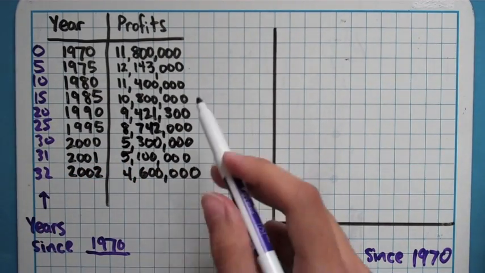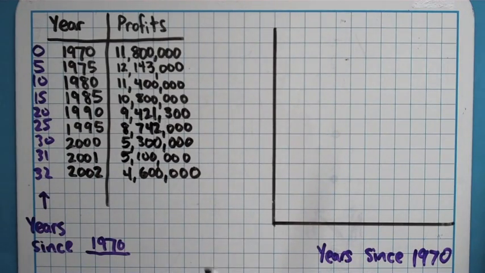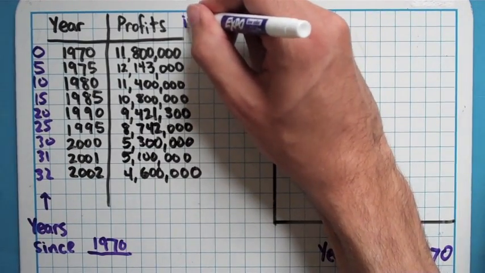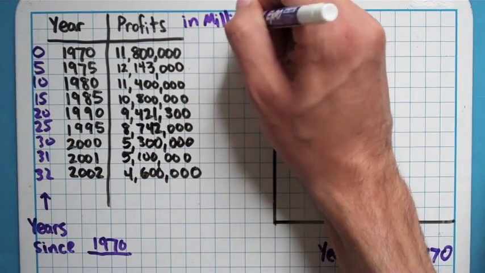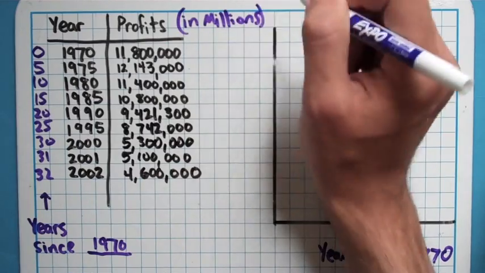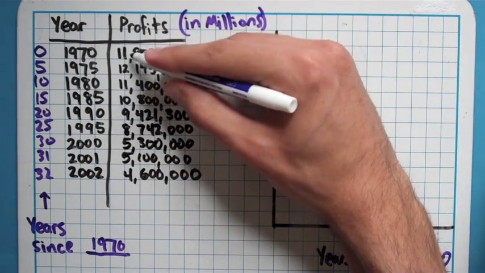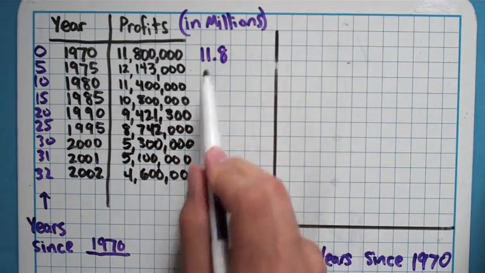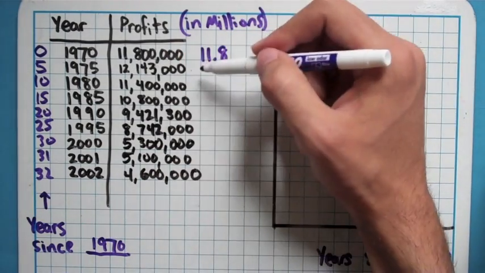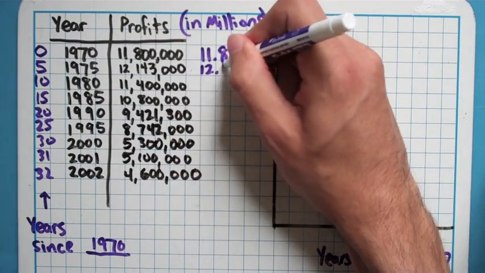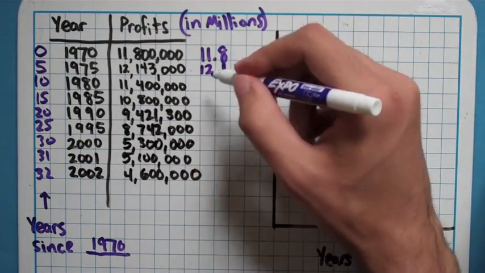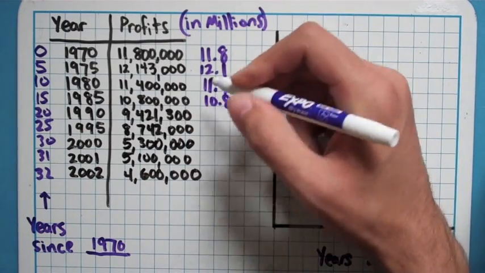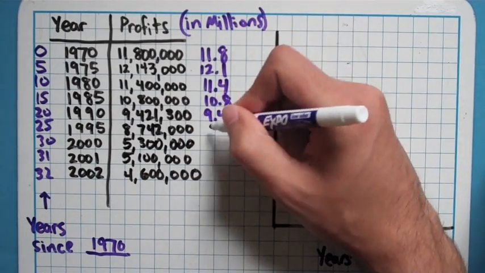And in my profits right here, these are giant ugly numbers. Instead of doing profit just like this, I can do my profits in millions, because these are all in the millions of dollars. And then I can make this like 11.8 million. That's 11,800,000, so 11.8 million. This one isn't going to be exact. That's too many numbers to bother writing, so I'm just going to call this 12.1 million, round a little bit there. This would be 11.4 million, 10.8, 9.4, again rounding a little bit there.